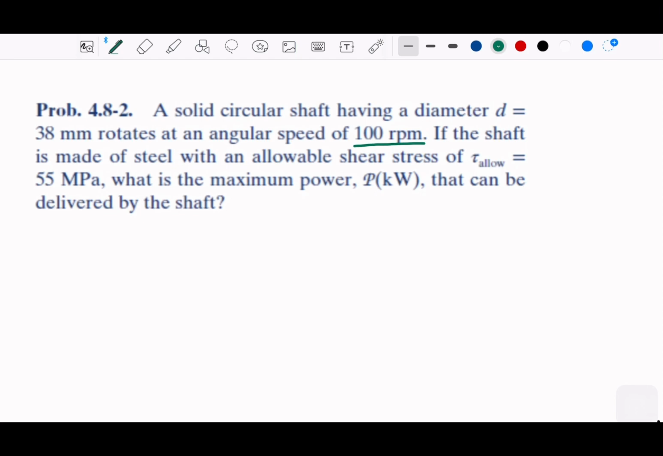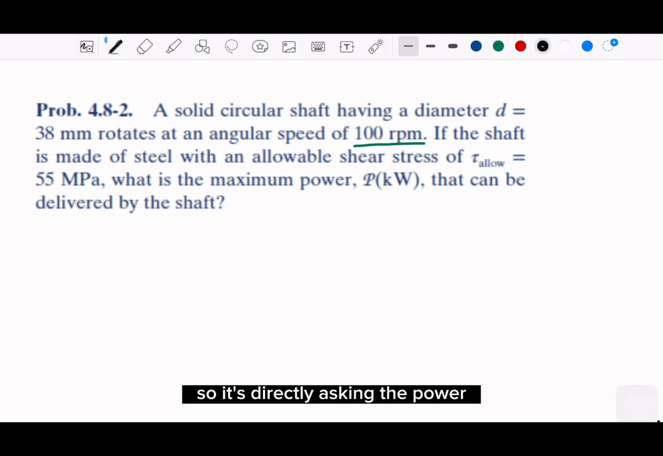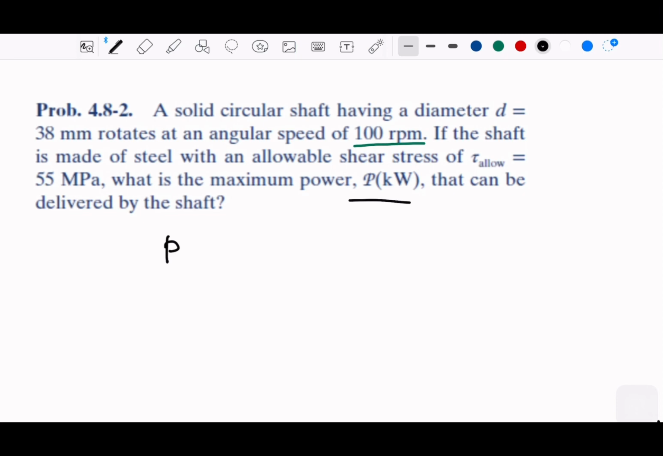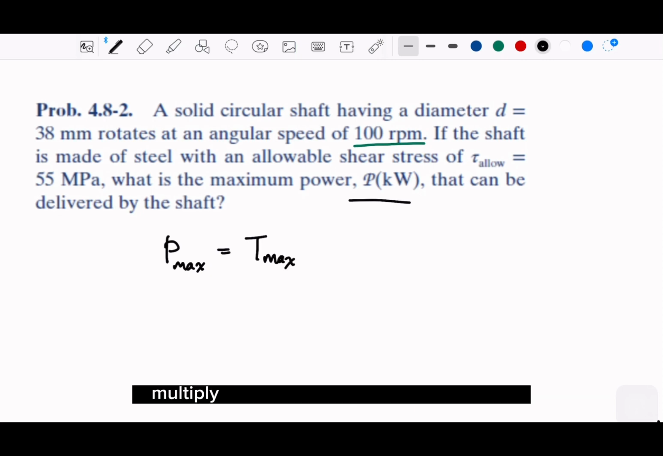Okay, and it has the tau allowable 55. What is the maximum power? So it's directly asking for the power. So remember the power. Okay, so the power max is the torque, right? Multiplied with the speed, right? The angular speed. Okay, this is very basic in physics.